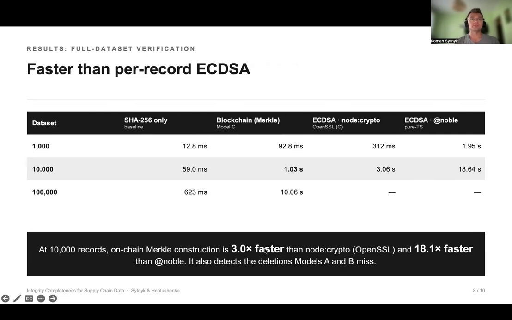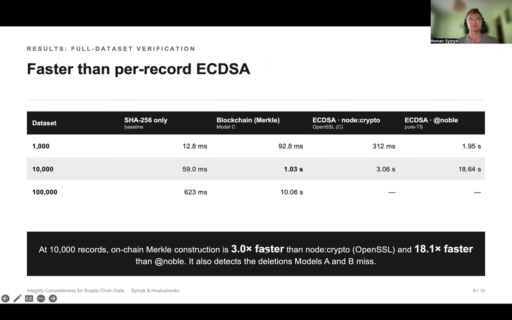A common concern is the cost of blockchain verification, so we measured it. We measured full dataset verification on synthetic datasets of 1,000, 10,000, and 100,000 records. We compared three systems: a SHA-only baseline, the blockchain Merkle construction, and per-record ECDSA evaluated with two independent libraries. Consider the row for 10,000 records.